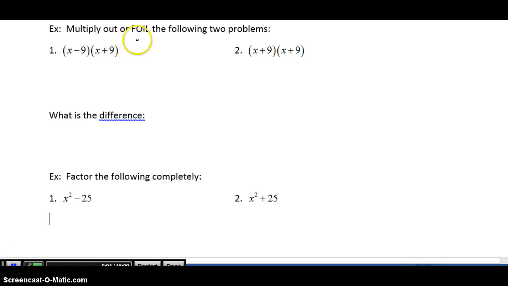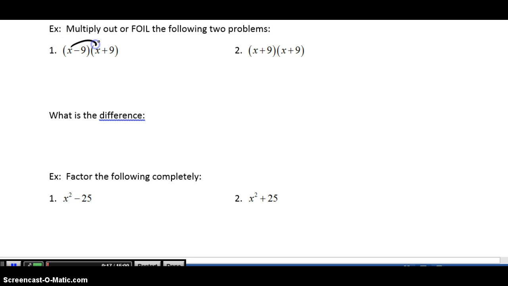All right, now this is multiply out or FOIL the following two problems. We're actually going to factor some more today, but it's really nice to see how things work and compare these two examples before we try to go backwards. So, all right, when we're FOILing these out, notice some of the similarities and differences as we do them.